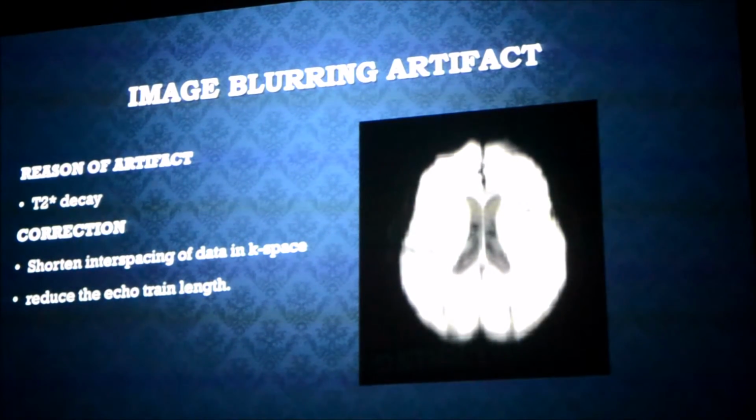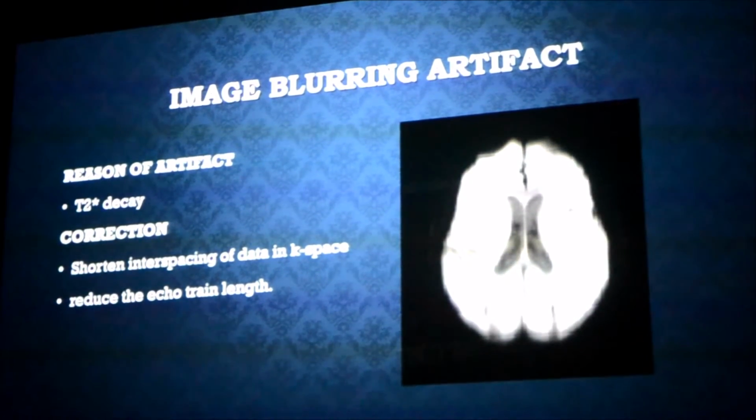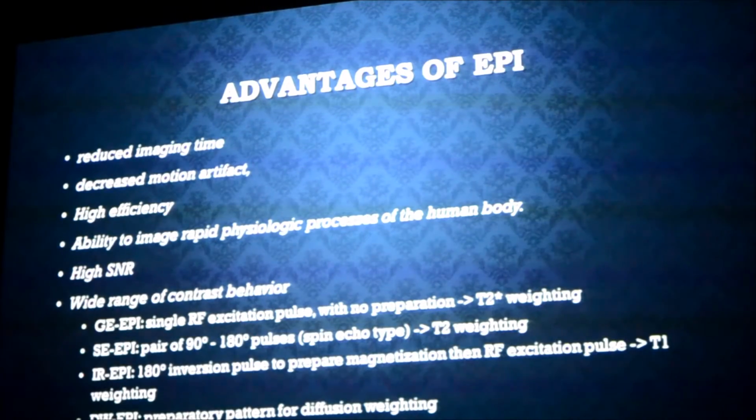As we are getting our whole k-space data in one shot, in this sequence, as I have told earlier, it is very prone to T2 star decay. The more our signal decays, the more we have this blurring artifact in our image. So to correct this artifact, we have to shorten the interspacing delta of k-space, or reduce the echo train length, or again use the multi-shot EPI.